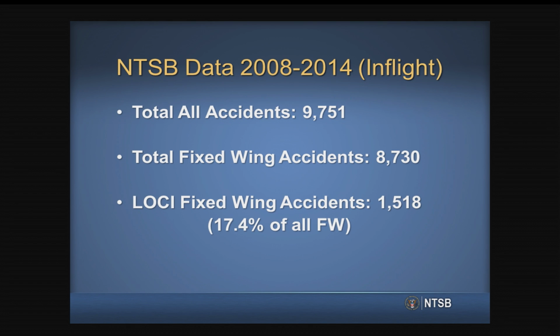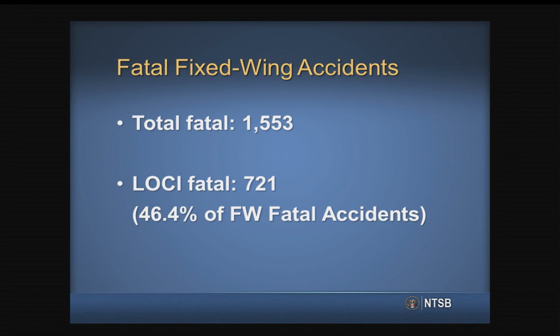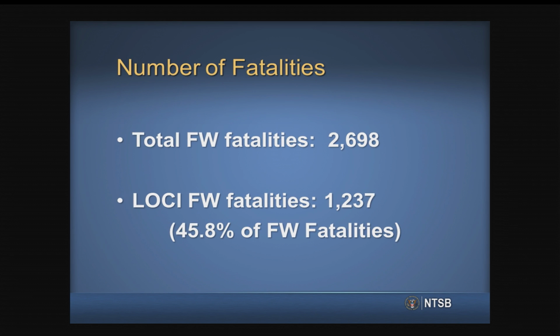So 17%, we look at that and we say, that's not such a big deal after all. However, when we get into fatal fixed-wing accidents, we find out of a total of 1,553, that loss of control in flight accounts for 721, or 46%. If we also look at the number of fatalities, we have almost 2,700 fatalities during that time, of which 1,237 are loss of control in flight, or again, almost 46% of all fatalities in the fixed wing. So it's a pretty significant number.